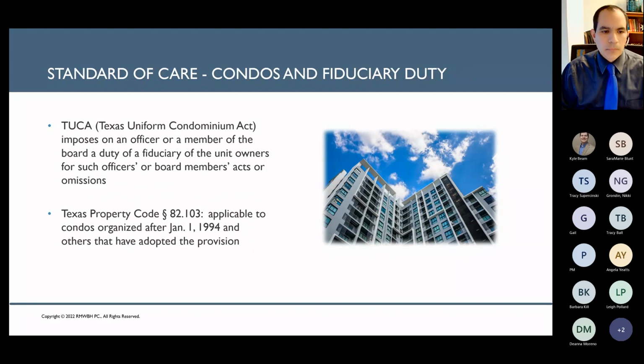Next slide, please, Kyle. So TUCA, again, as I mentioned, the Texas Uniform Condominium Act, imposes on an officer or a member of the board a fiduciary duty to the unit owners for such officers' or board members' acts or omissions. Section 82.103 is applicable to condos, and that's what I referenced earlier. That's what tells you the applicability of the provisions in TUCA that are applicable to Chapter 81 condominiums. Next slide.